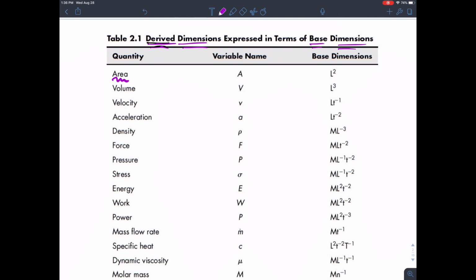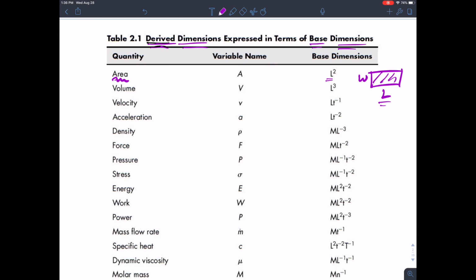If you start with area, if you had a rectangle, this is length times width, that gives you the area. So you'd have two length dimensions, so the basic dimension of area is L squared. That makes sense to you, hopefully.